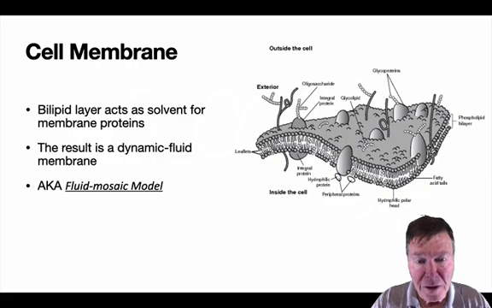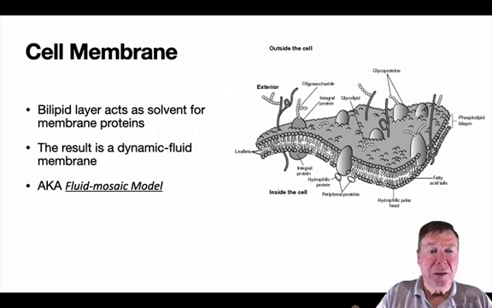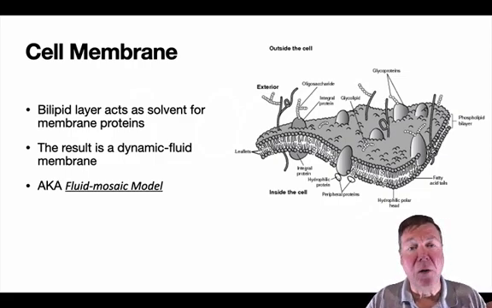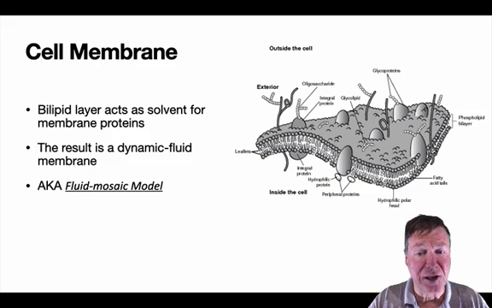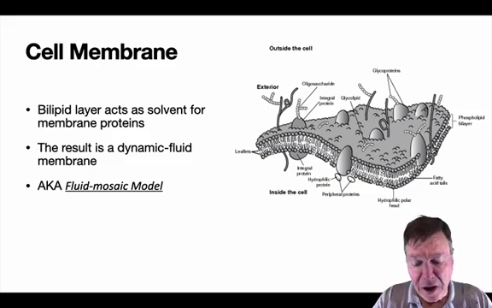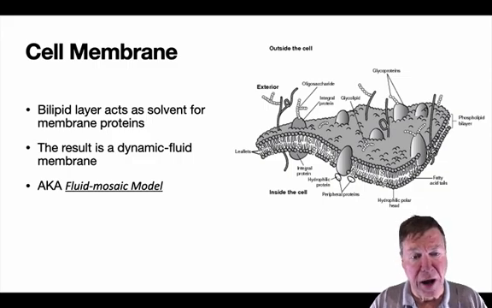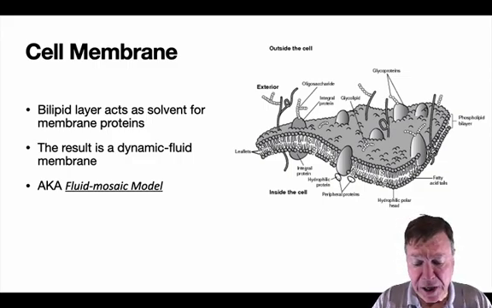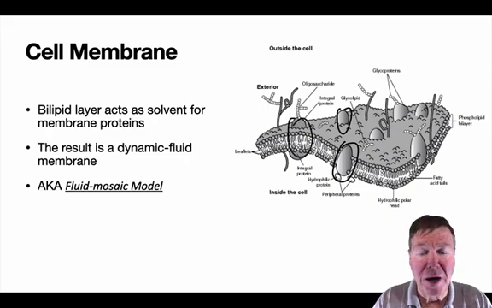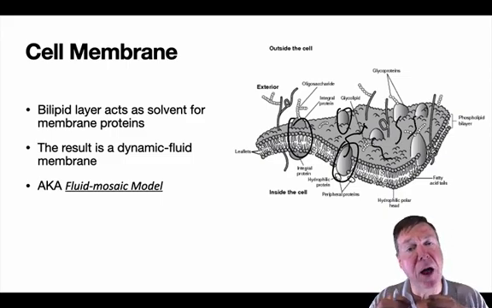All right. So the bilipid layer acts as a solvent for the membrane proteins. All right. The result is this dynamic movement. Remember, it's dynamic, not static. Here you can see different proteins. And again, this is much more detailed than you really need to know, but it's a good diagram to show it to you. You can see these big egg-like things are proteins. Those are proteins. All right. They're capable of moving through the phospholipids as they're needed. All right. They're not locked into place.